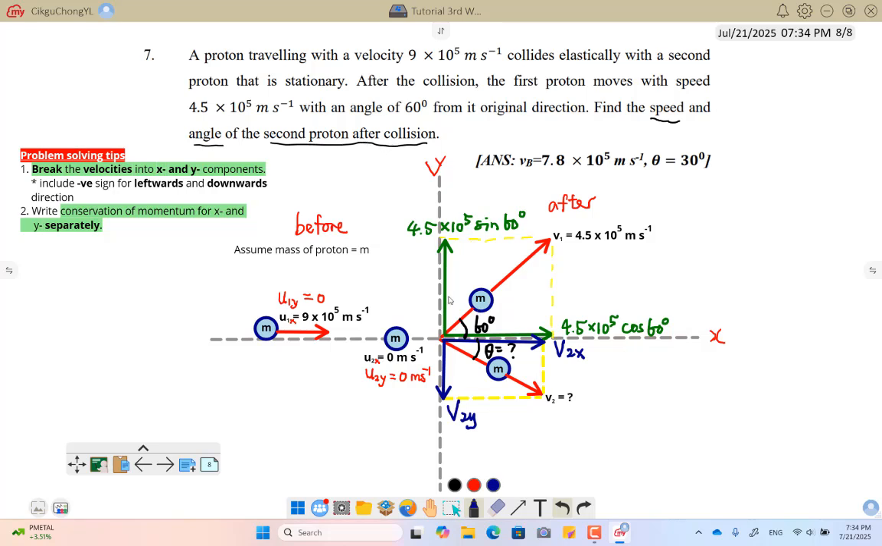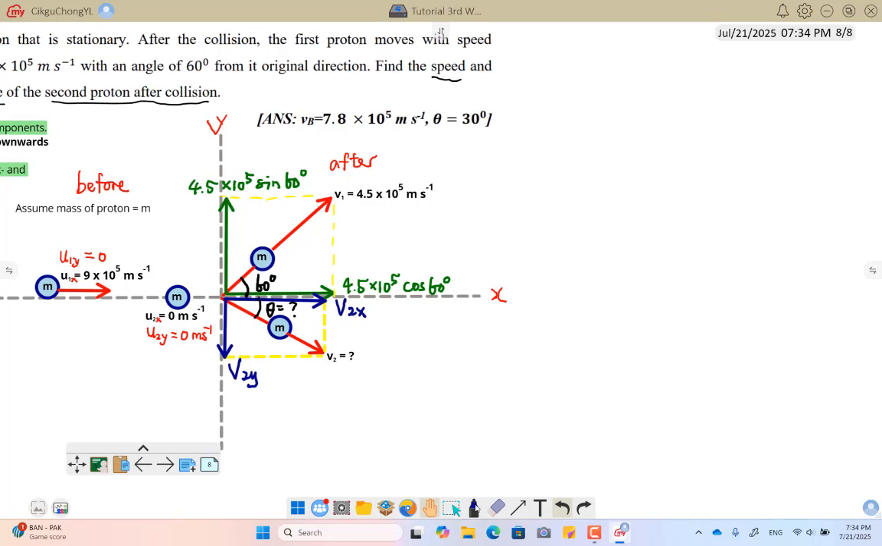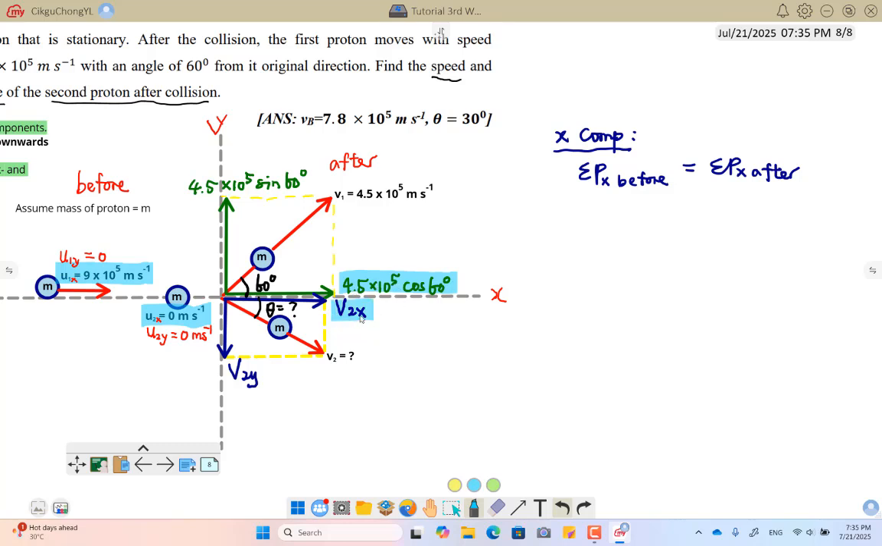Okay, so referring to the components that we already broke down into x and y, now we write the conservation of momentum for both components. Referring to the x component, or x direction, we apply the conservation of momentum. So the total momentum x before must equal the total momentum x after. Referring to the diagram, this will be the component x for the proton before collisions, and after collisions, the first proton is going to have velocity component x 4.5 × 10^5 cos 60, and this is the velocity component x for the second proton.